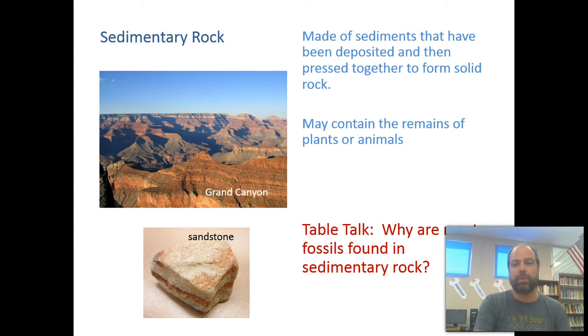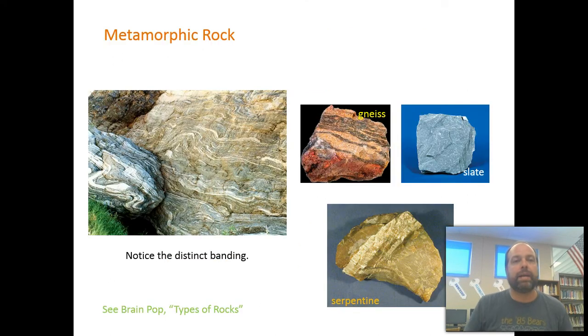The third type of rock is metamorphic rock. And the prefix morph means to change. So metamorphic rock was changed rock. So it was igneous rock at one time, then it changed. Or it was sedimentary rock at one time, then it changed. Or even, this is mind-blowing, it could have been metamorphic rock and it changed again. So metamorphic rock is changed rock.